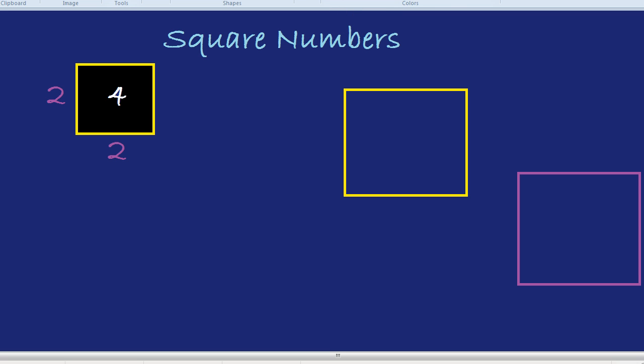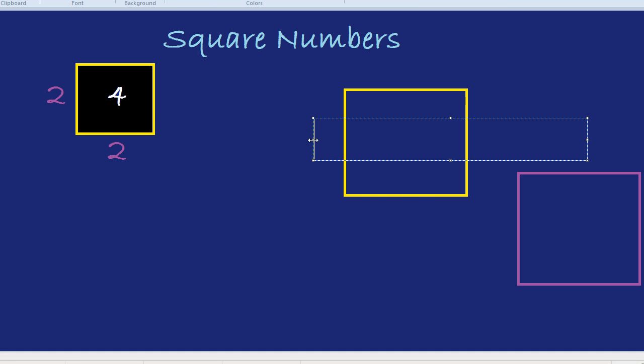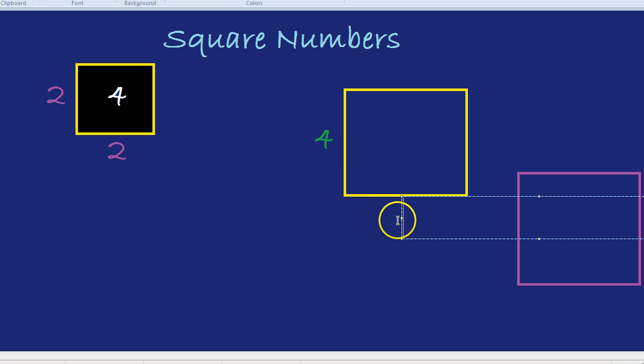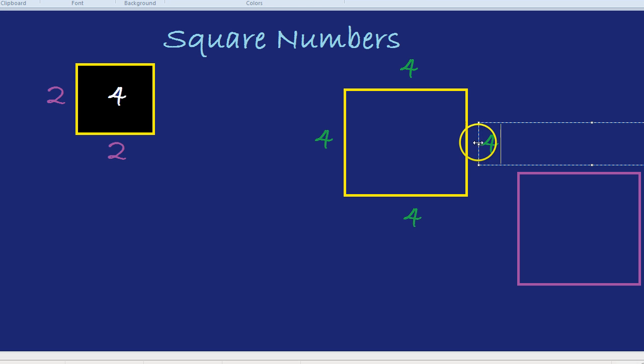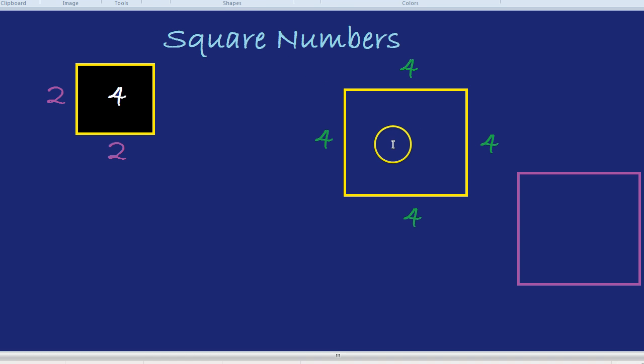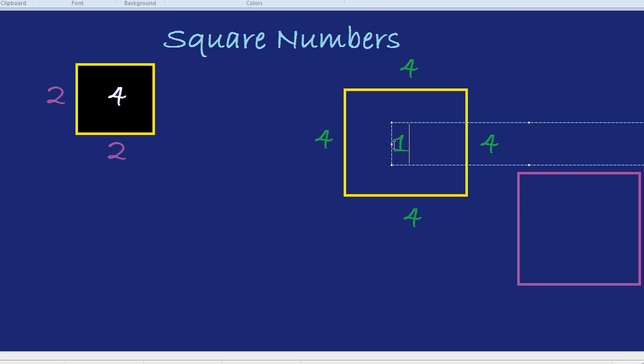Let's do the next one. Let's imagine another square. You can do almost any square. Let's do one that's 4 times by 4. If that's 4, they're all going to be 4, because it's a square. Square means equal sides. And the area is going to be 4 times by 4, which is 16. 16 is another square number. Let's highlight that.